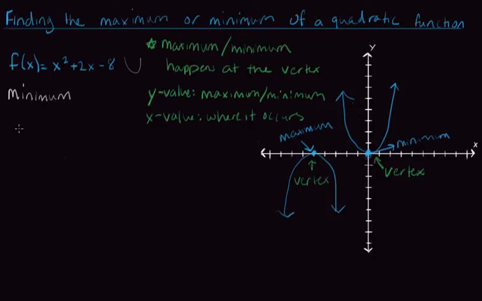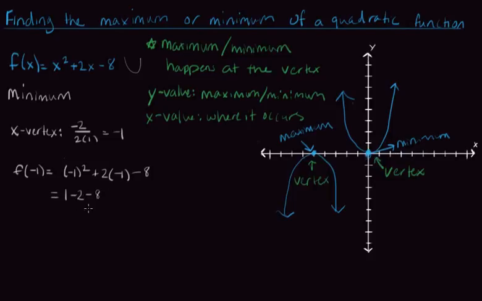So remember that the x-coordinate of the vertex is negative b over 2a, so negative 2 over 2 times 1. So it's negative 1. To find out what that minimum value is, we need to find the y value of negative 1. So f of negative 1 is negative 1 squared plus 2 times negative 1 minus 8. So this is 1 minus 2 minus 8, which is negative 9.